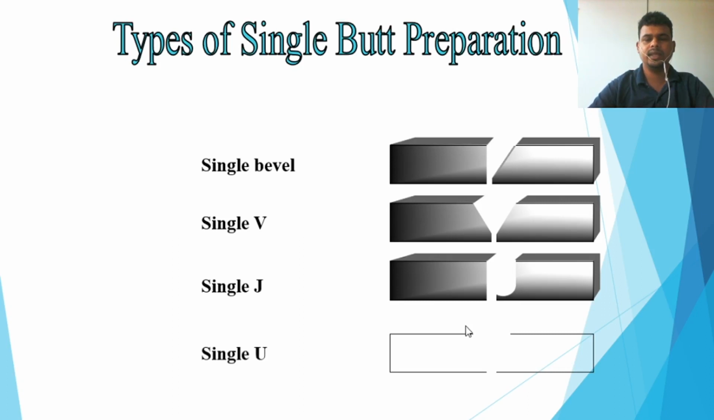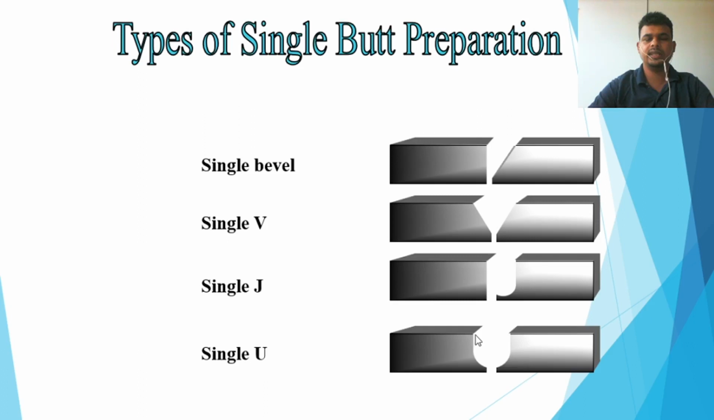Another one is the U. When two sides will be the J, and this side also, then this will become a U. So this is the single U butt preparation.